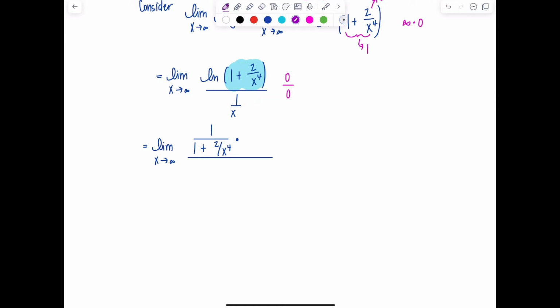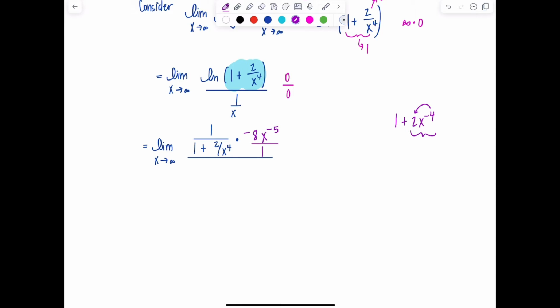Okay, well, what's inside is 1 plus 2x to the negative fourth. So the derivative of 1 is 0, and the derivative of 2x to the negative fourth is going to be negative 8x to the negative fifth, right? You bring that exponent down, multiply, and subtract 1. That's over 1, technically, okay?